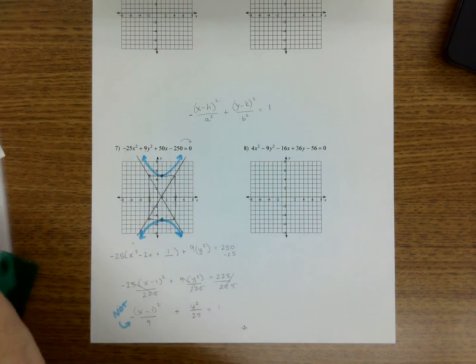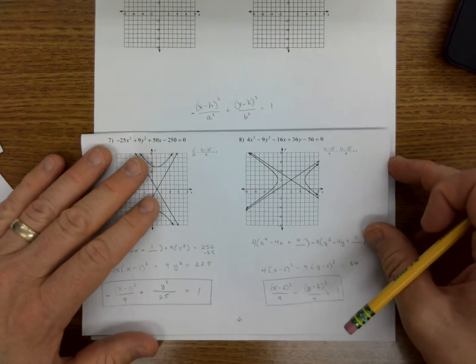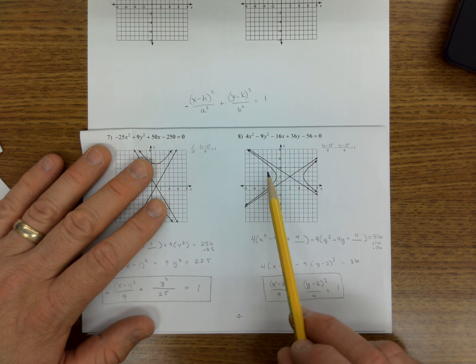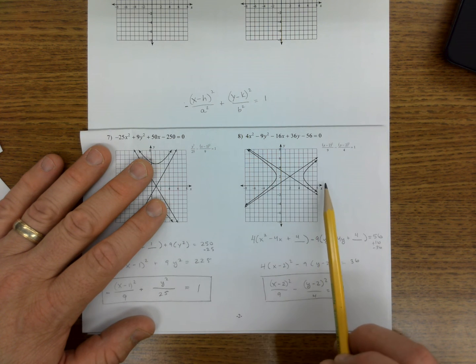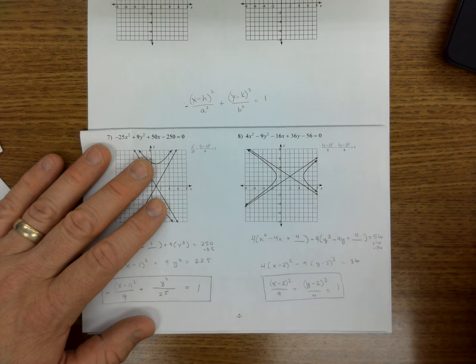All right, let me show you one more problem here. Problem 8. Here is problem 8 set up all the way. You're going to have a hyperbola that goes left and right because it's around the x-axis. Down here, you end up with it not in the y direction.